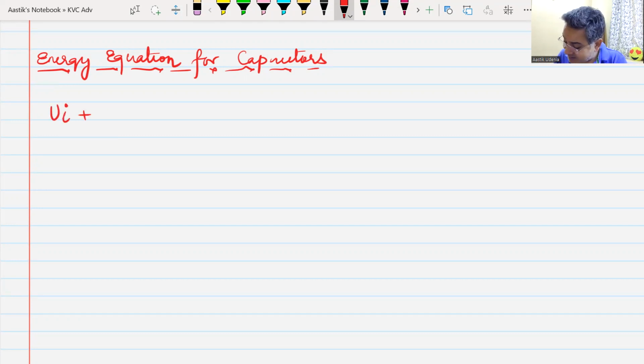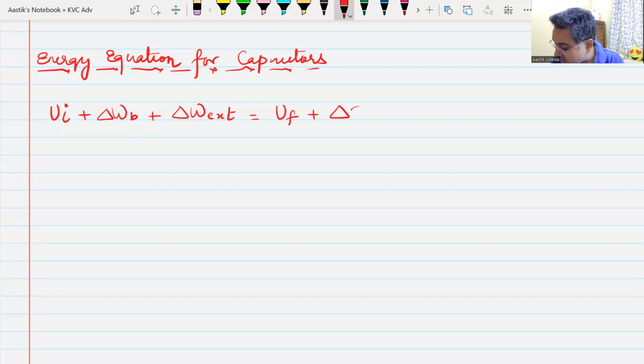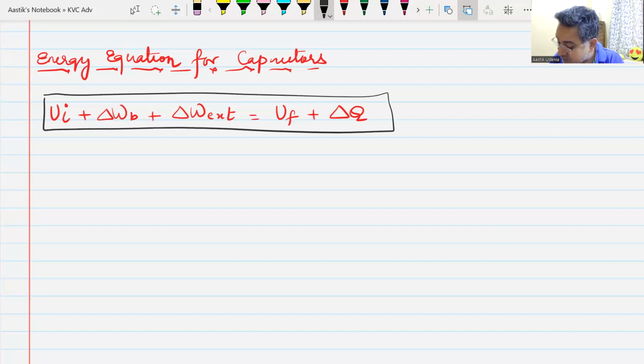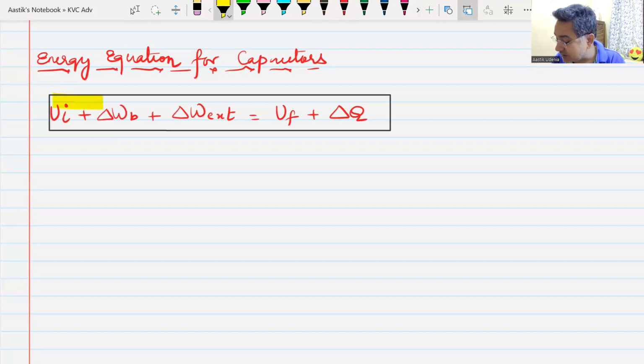Plus, there could be a battery connected to the capacitor, so plus work done by the battery. Plus, there might be external forces acting on the system to do some work. So work done by those external forces will be equal to U final plus delta Q or delta H. This delta Q or delta H will be the amount of heat liberated when the capacitors are connected to each other. Do we understand this? Yes, sir. So this is the energy equation that you will have to remember for any question in this category.